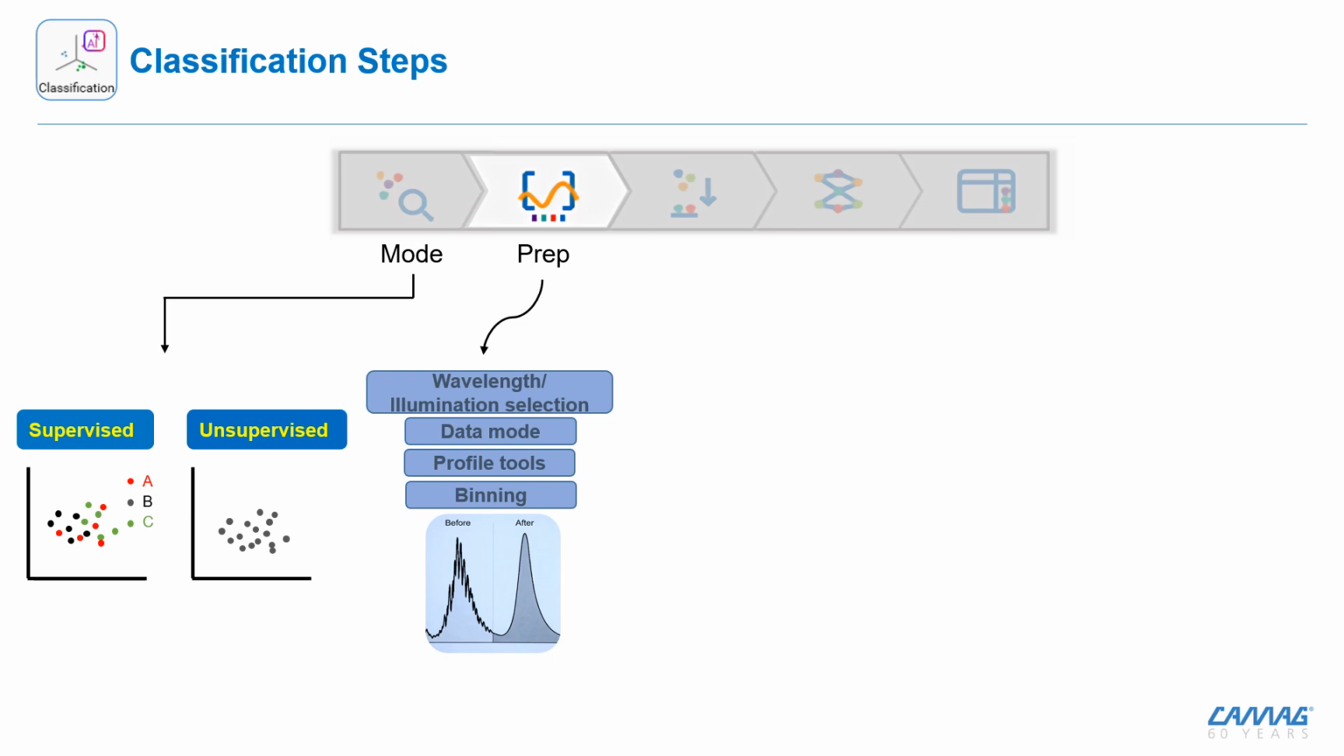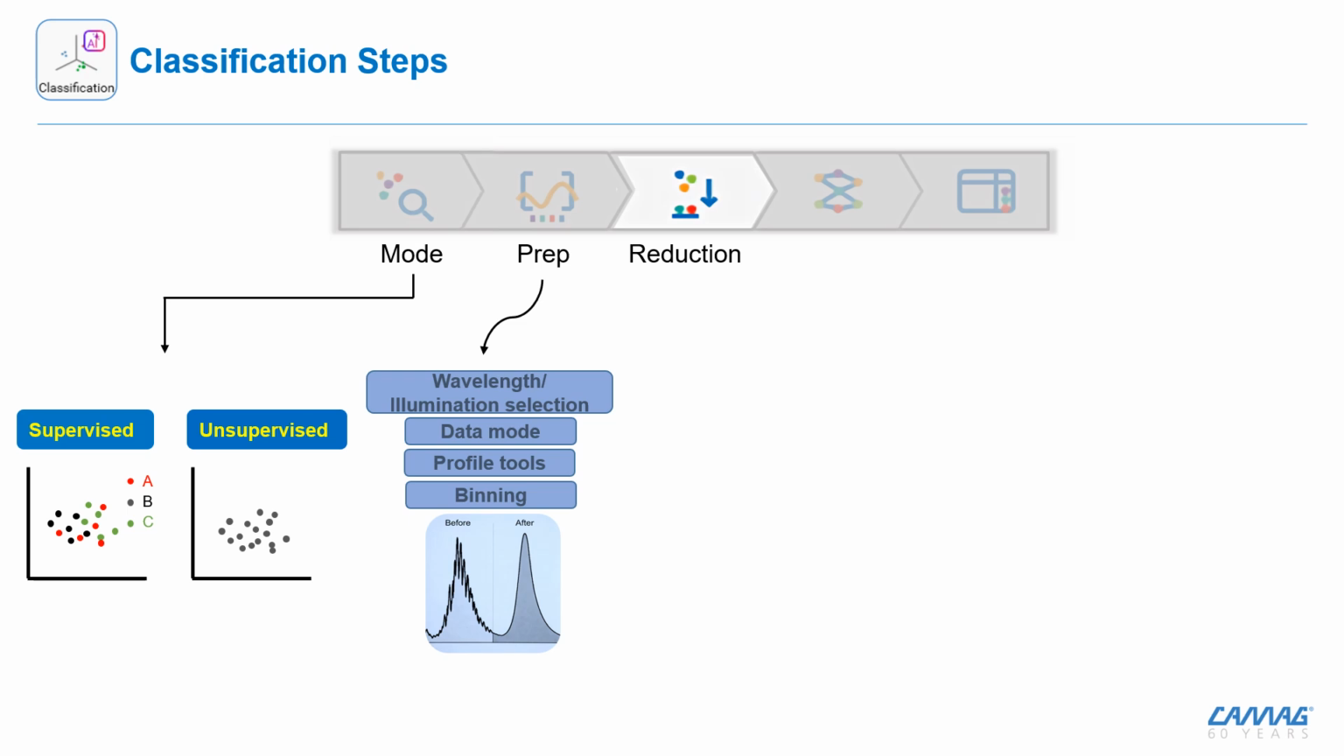The profile tools are mainly used to define the Rf bounds, smoothing, baseline, and normalization options. And finally, the binning, which is a very common term in multivariate analysis. It groups adjacent data points into predefined intervals, commonly known as bins. This process can reduce the noise and improve the performance of the classification algorithms.